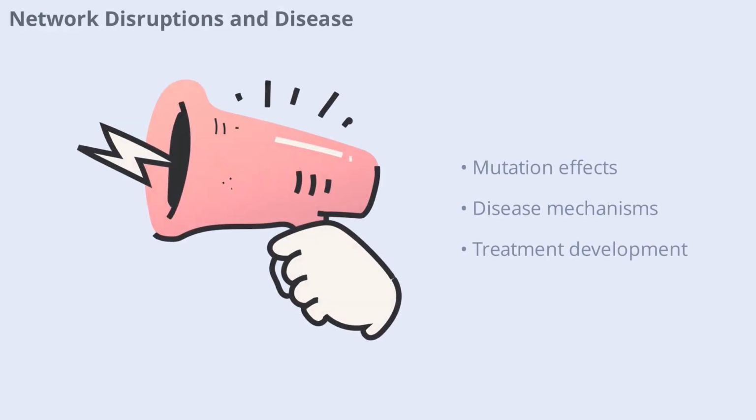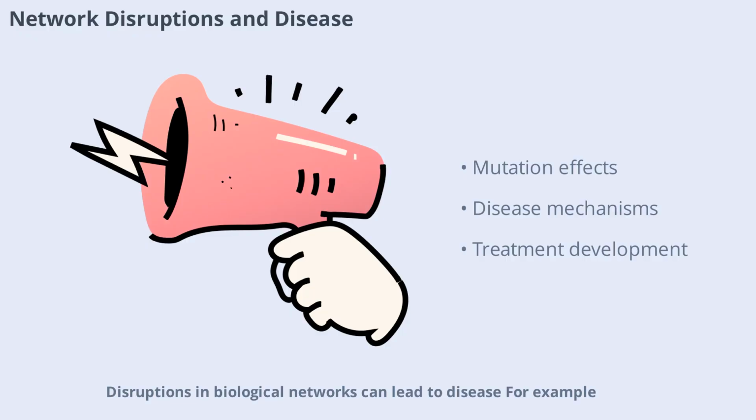Disruptions in biological networks can lead to disease. For example, mutations that break key connections in gene or protein networks can cause cancer, neurodegeneration, or metabolic disorders. Understanding these disruptions is essential for developing effective treatments.